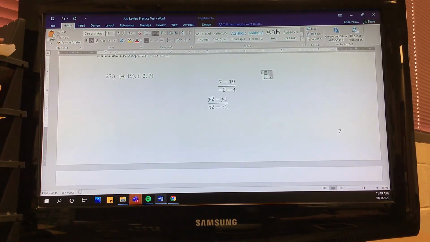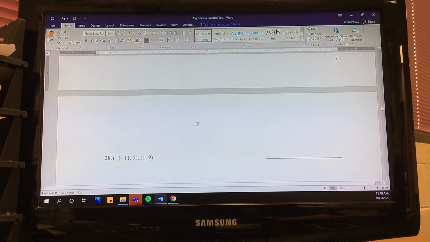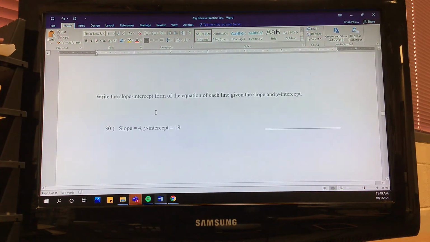7 minus 19 is a negative 12. Negative 2 minus 4, same signs add, keep your sign, negative 6. Oh, this can reduce. Negative divided by negative is a positive. Then you have a 12 over 6, which actually becomes 2 over 1. I will take 2 over 1, or I will take 2. Both of these are correct. All right, same thing goes for the rest of these. Do not lose your negatives.